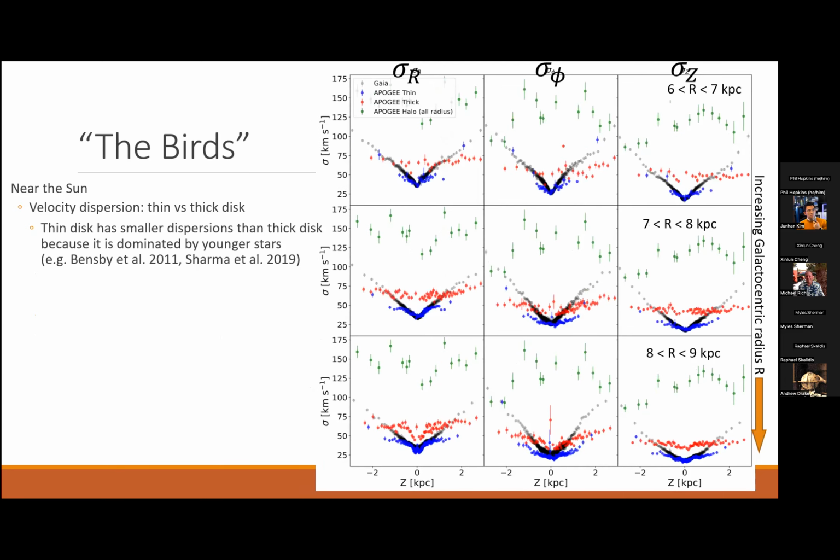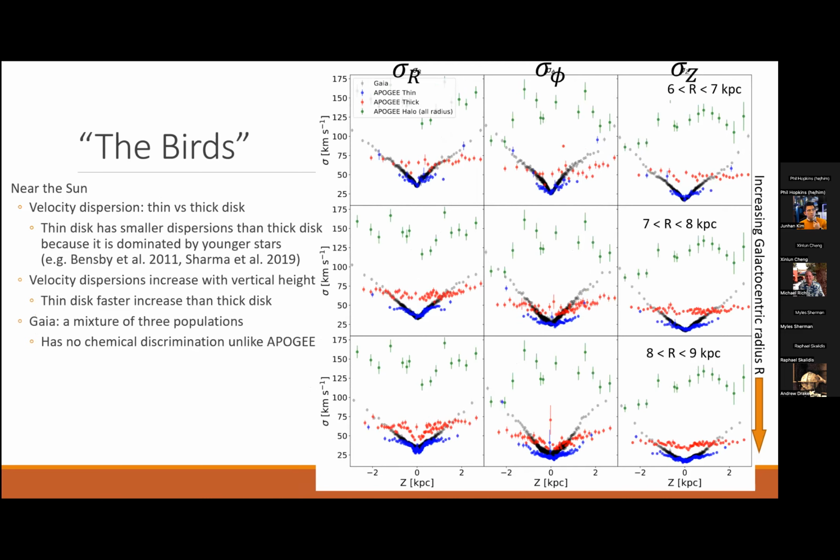So what do we find near the sun? Nothing surprising. The thin disk has smaller dispersion than the thick disk because it is dominated by younger stars. The dispersion continues to increase with vertical height, with the rate of increase faster for the thin disk than the thick disk. And from the velocity dispersion alone, we can realize that it is actually a mixture of all three populations. However, unlike APOGEE, Gaia does not provide any chemical information, so there is no way to discriminate them from each other.